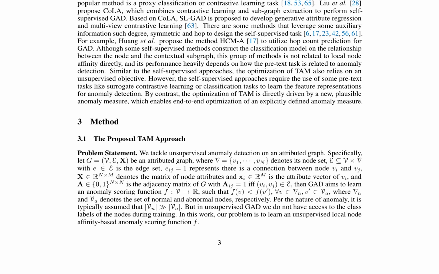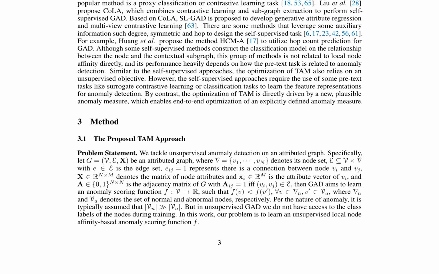Self-supervised approaches, on the other hand, employ non-reconstruction pretext tasks for anomaly detection. One popular method is proxy classification or contrastive learning tasks. For example, COLA combines contrastive learning and subgraph extraction for self-supervised anomaly detection. Some methods leverage auxiliary information, such as degree, symmetric, and hop, to design self-supervised tasks.